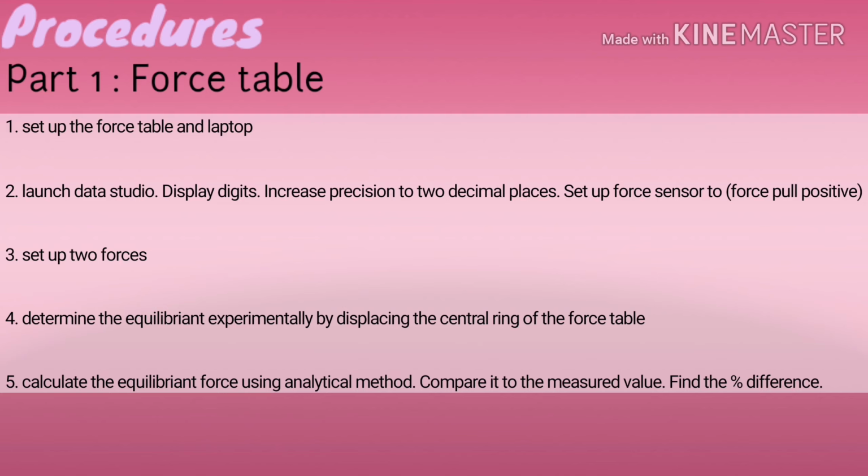3. Set up 2 forces. 4. Determine the equilibrium experimentally by displacing the central ring of the force table. 5. Calculate the equilibrium force using analytical method. Compare it to the measured value and find the percent difference.